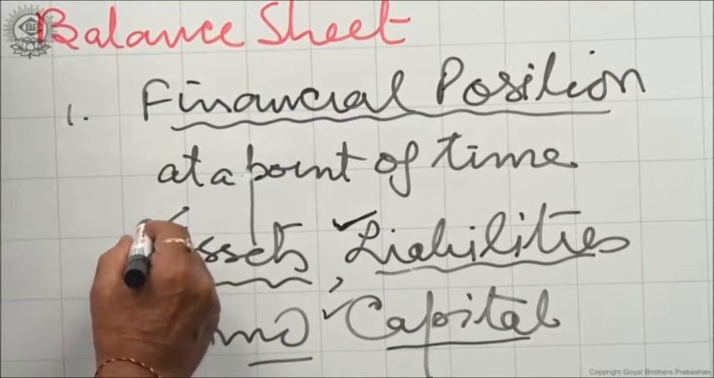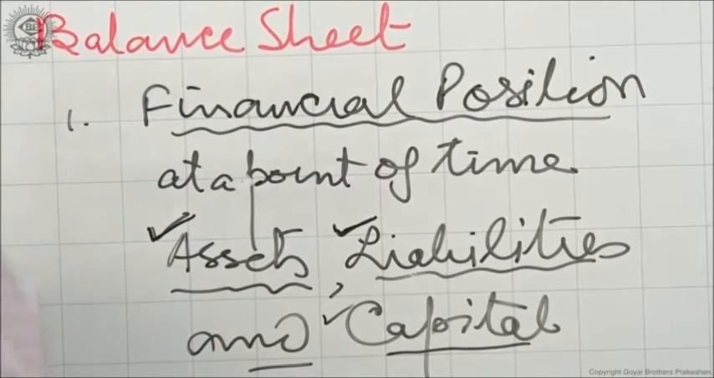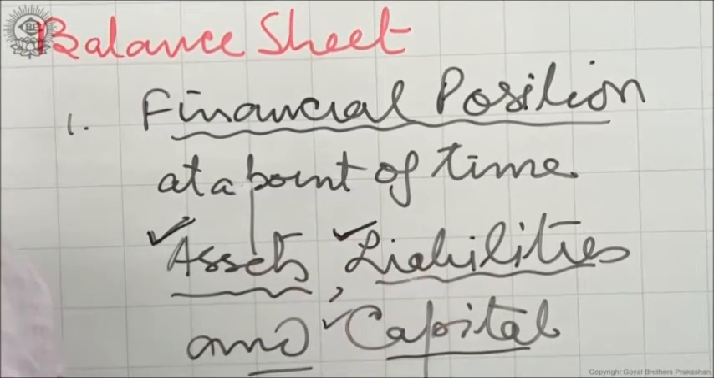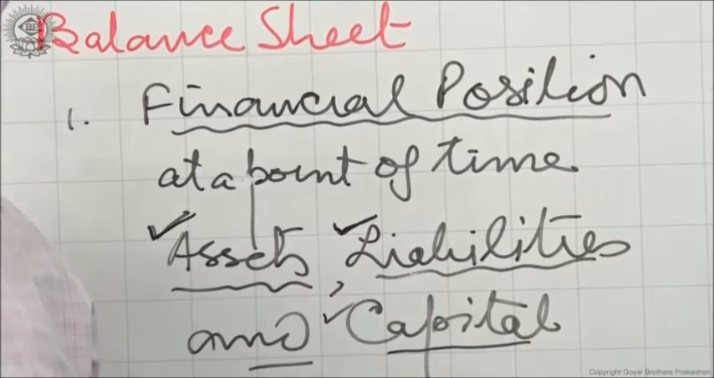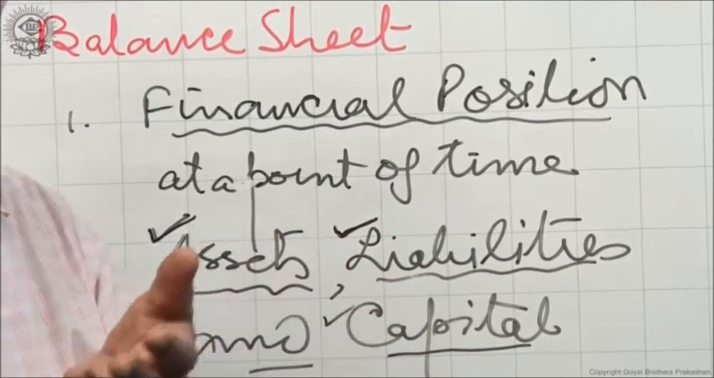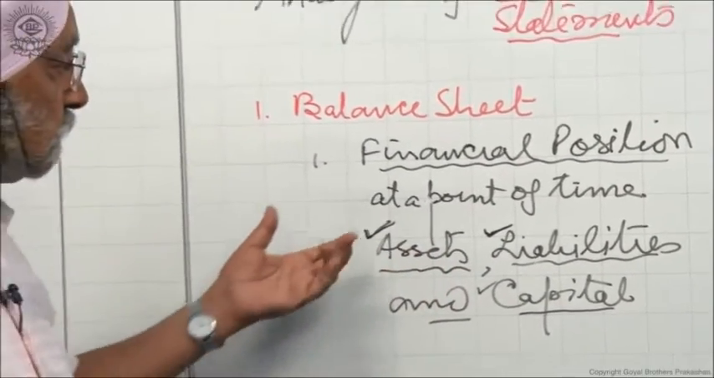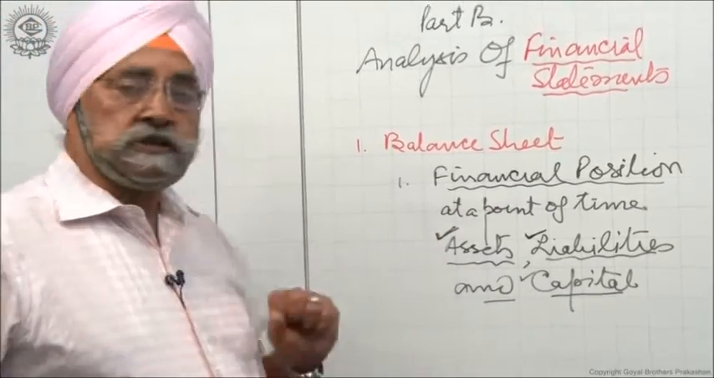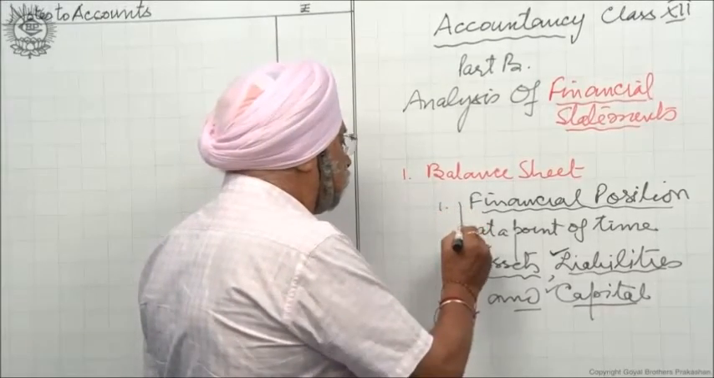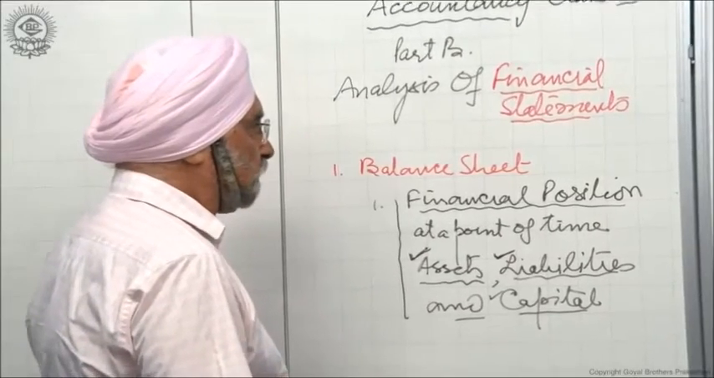And the value of its possessions, its valuable things, which may include buildings, plant, machinery. These are the assets. It may also include investments, debtors and stock and prepaid and cash at bank and cash in hand. So these are assets. So balance sheet shows all these positions. Now this is what the balance sheet discloses at a point of time.